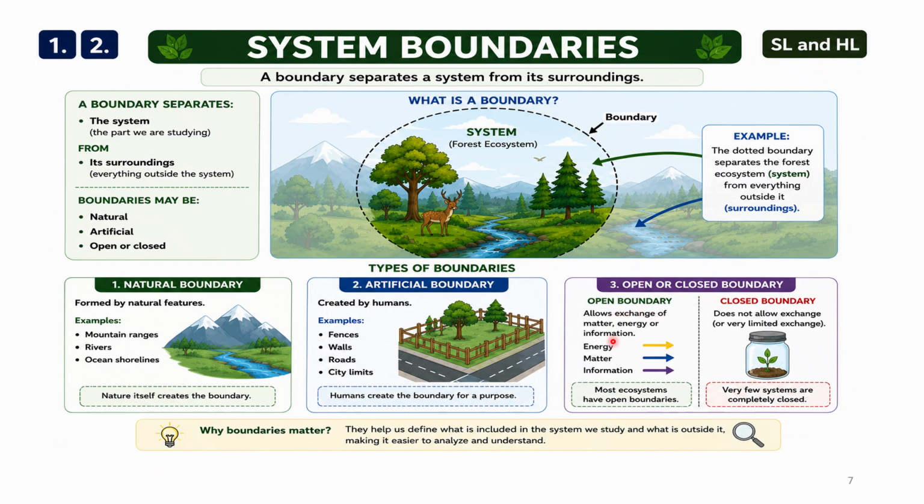Open boundaries allow the exchange of matter, energy, and information. Most ecosystems are open because sunlight, water, nutrients, organisms, and information constantly move across them. Closed boundaries allow little or no exchange, although completely closed systems are extremely rare in nature. Understanding boundaries helps scientists define study areas, track flows and interactions, and analyze environmental systems more effectively.